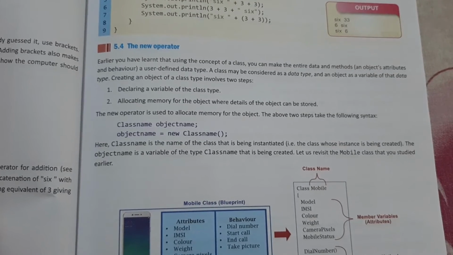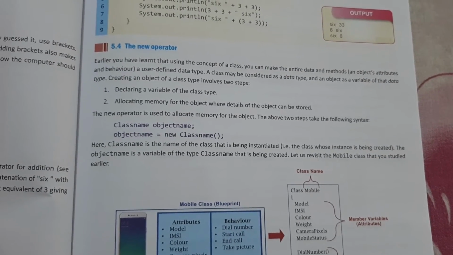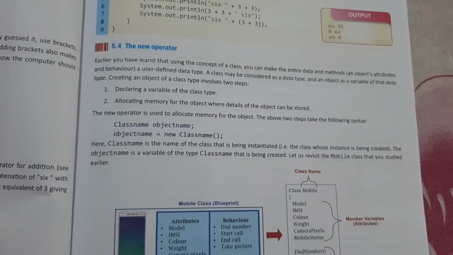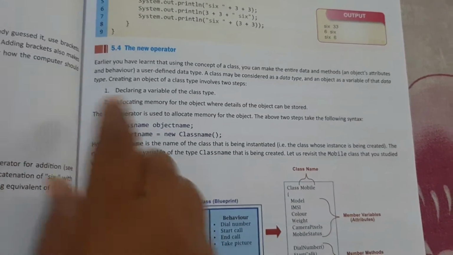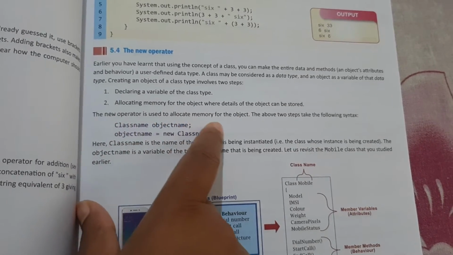Okay, next is the new operator. What is the function of the new operator? You can write down the definition of the new operator. The new operator is used to allocate the memory of the object. You can see the definition is given here. The new operator is used to allocate the memory of the object.